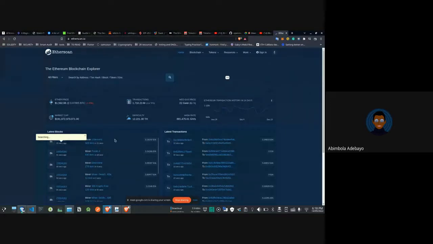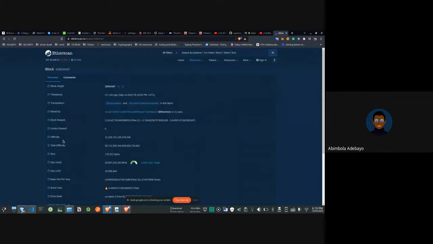This is the miner. This Ethermine is the miner that mined this block. And how many transactions are included in this block? You have 389 transactions, and these 389 transactions were included within 21 seconds. This is the value of transactions in this block. This is the block reward. So this Ethermine got 2.10142 ETH for mining this block.